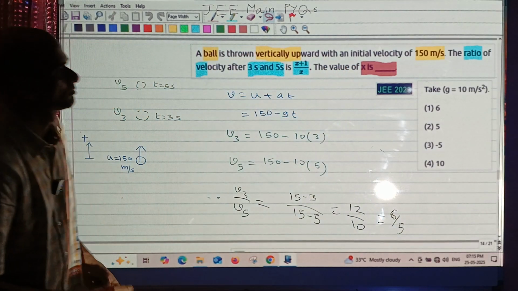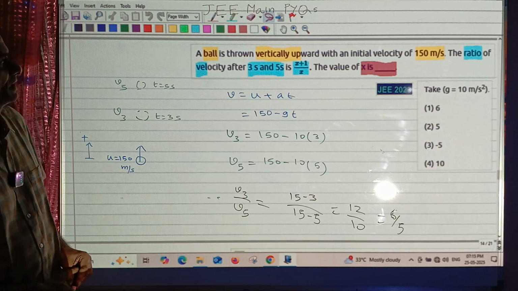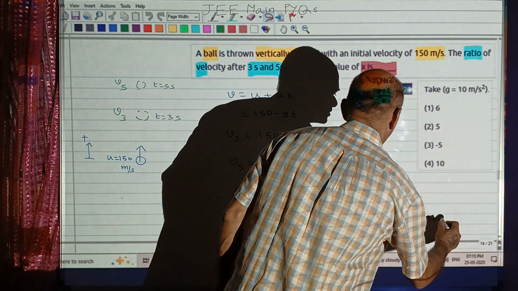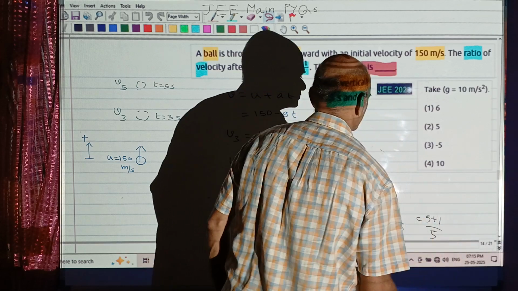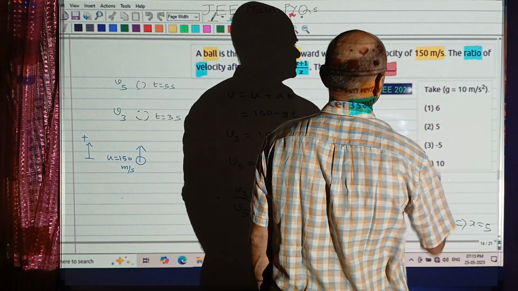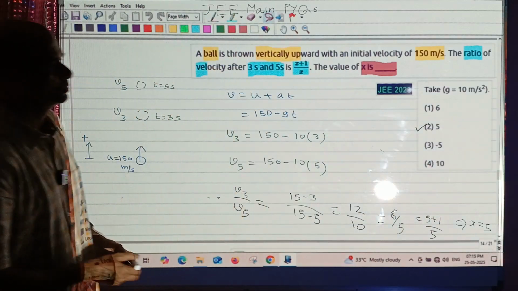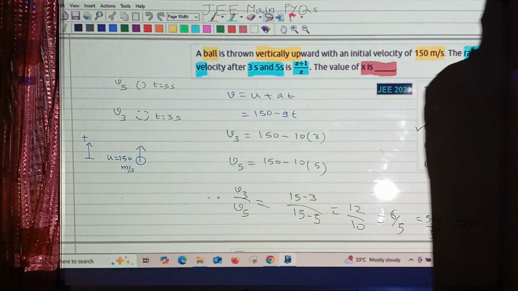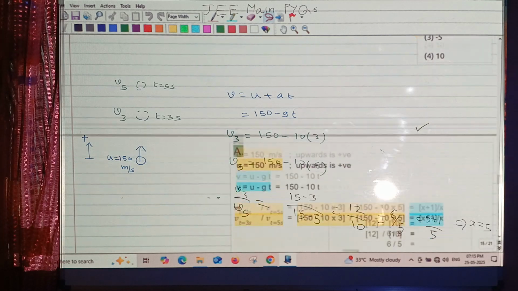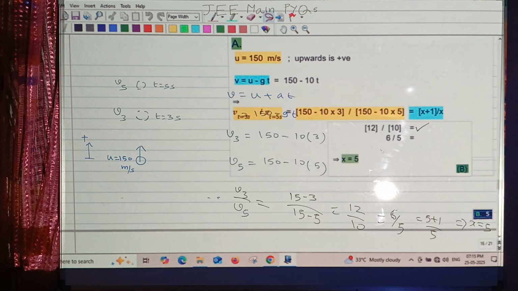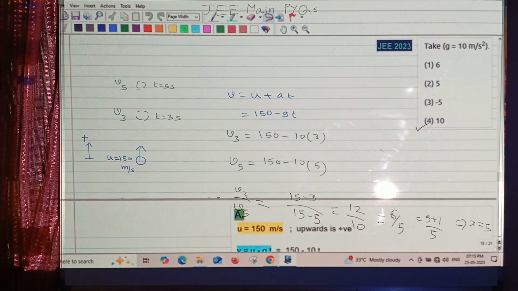6 by 5. So if you compare this one, it will be 5 plus 1 by 5, which means x is 5. So the correct option is option 2. x is 5. You have to find the value of x.